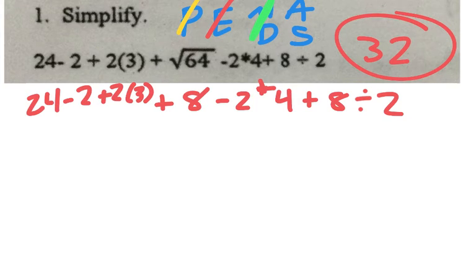Okay, so let's look for any multiplying and dividing as we come to it. So I'm starting over here. 2 times 3 is the first one I see. 2 times 3 is 6. 2 times 4 is 8. 8 divided by 2 is 4. That's the only multiplying and dividing I had. So bring everything else down.